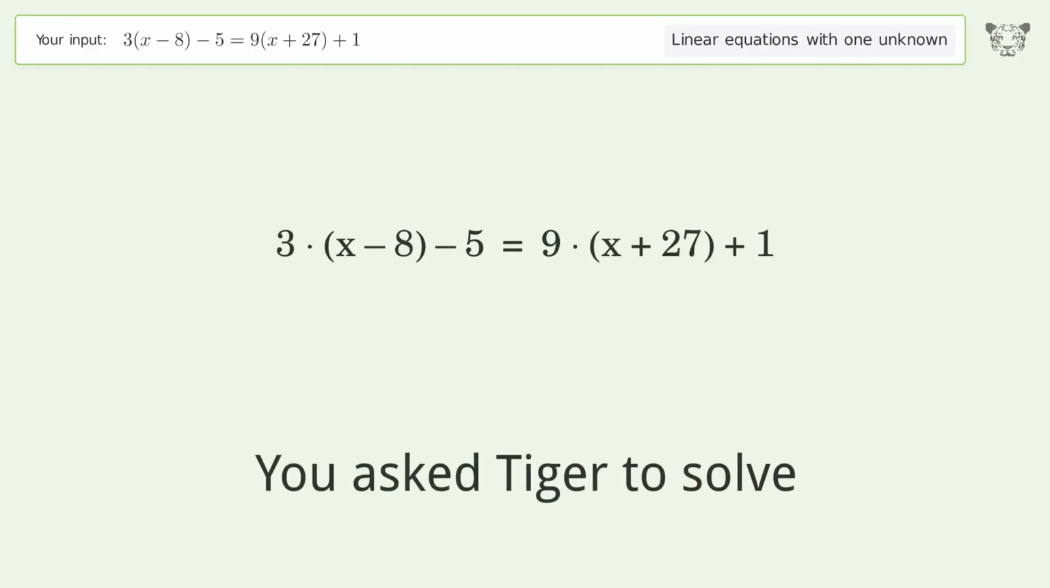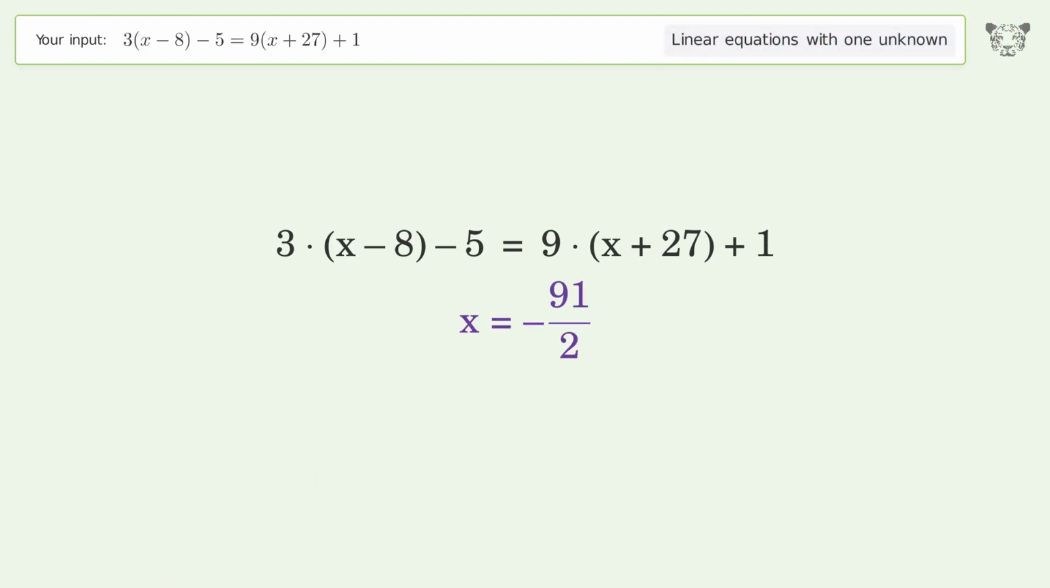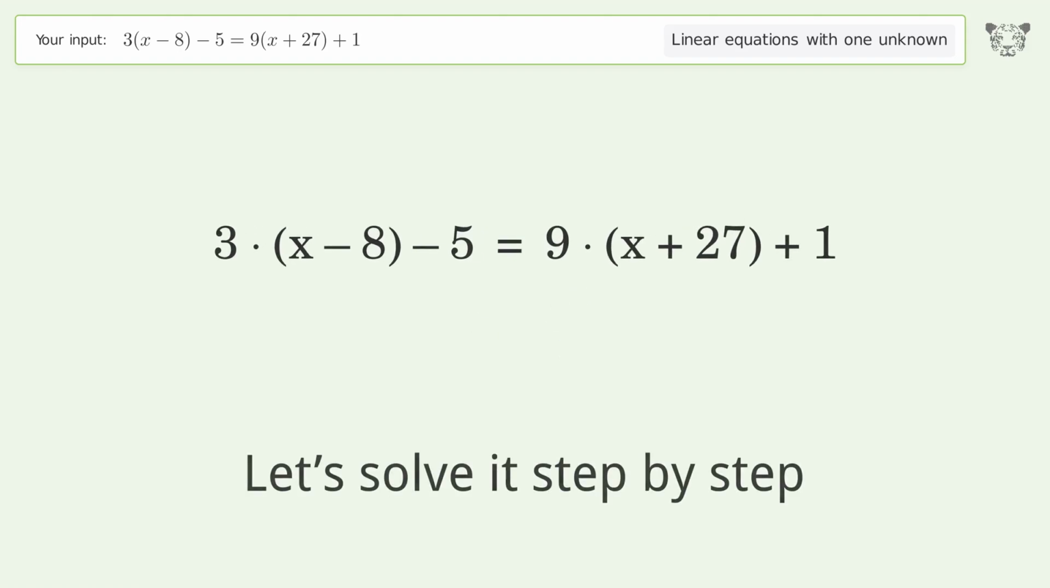You ask Tiger to solve. This deals with linear equations with one unknown. The final result is x equals -91/2. Let's solve it step by step.